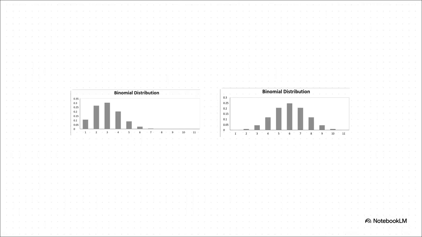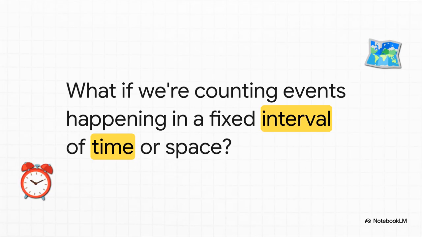And what's really cool is how the shape of this distribution can change. As you can see on the left, the graph is skewed. That's what happens when success is way more or way less likely than failure. But check out the one on the right. When the odds are 50-50, like with a coin flip, it becomes perfectly symmetrical. And hey, it starts to look a lot like our old friend the bell curve, doesn't it? Okay, so binomial is perfect for counting successes in a set number of attempts.